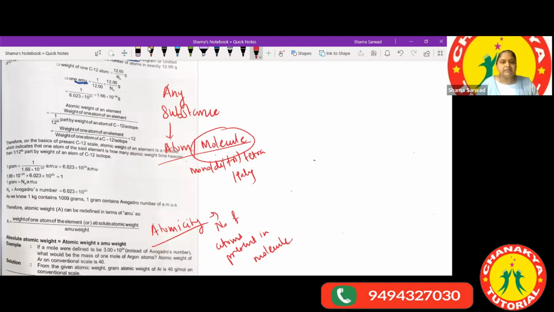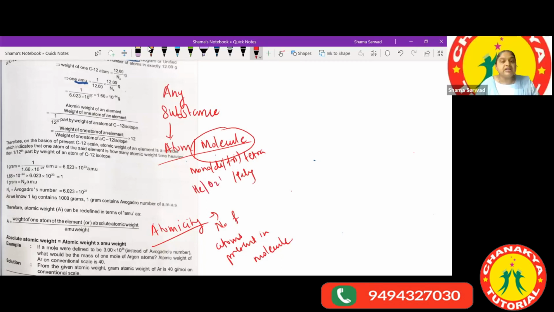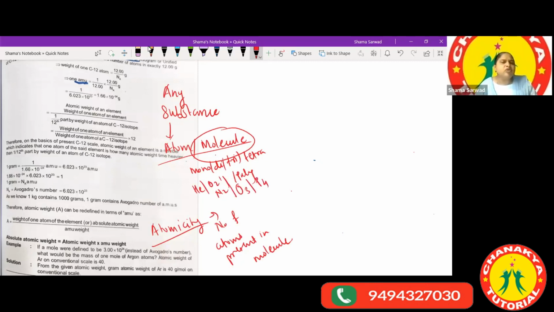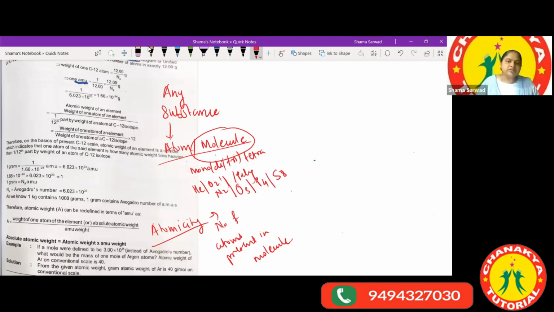Mono means only one atom, like the noble gases helium and neon; these are all monoatomic gases. Then diatomic: oxygen, nitrogen. Then triatomic would be ozone. Tetraatomic is phosphorus, P4. And polyatomic, meaning more than 4, would be sulfur, Sn. Correct? Fine.